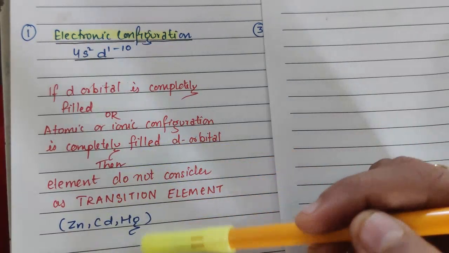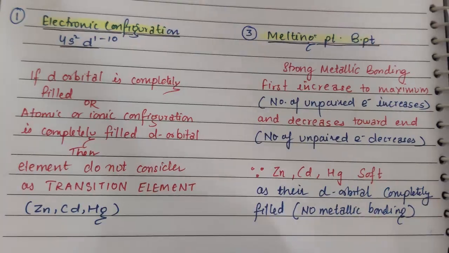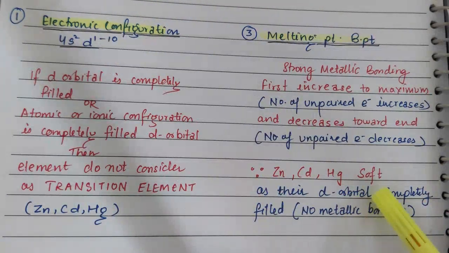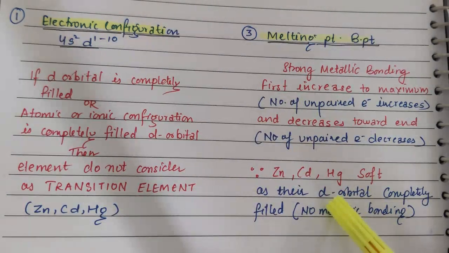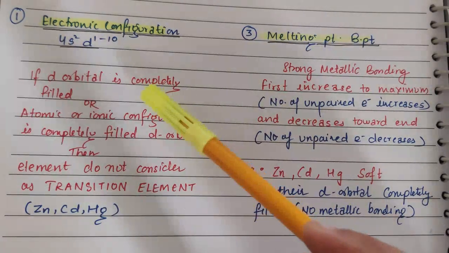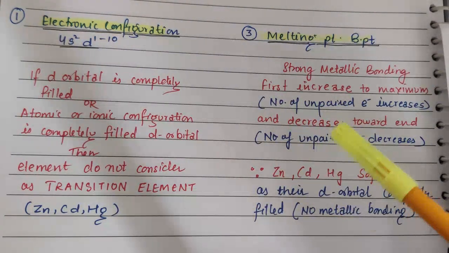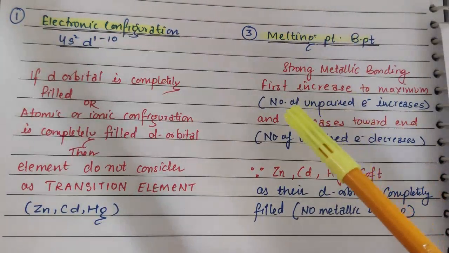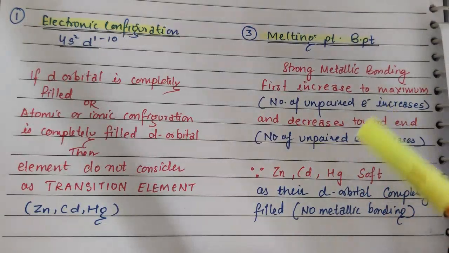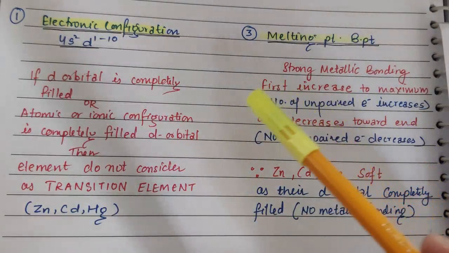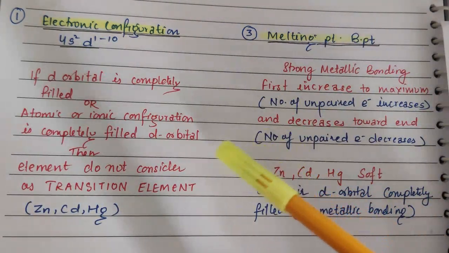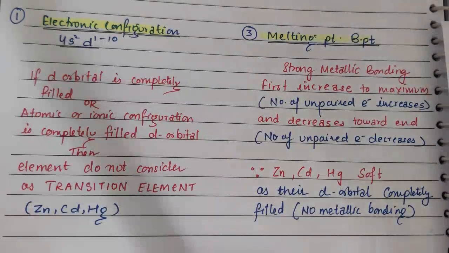Now one more question related to zinc, cadmium, mercury: they are very soft, or we can say their melting point is low. The reason again lies in their electronic configuration, because they have a completely filled d orbital and hence no unpaired electron, therefore no metallic bonding takes place, hence they are very soft. Now again one question can be framed: why do few elements possess strong metallic bonding? Because they contain unpaired electrons. Similarly, as we move along the period, unpaired electrons first increase and then decrease. So again we can say the melting point first increases and then starts decreasing.